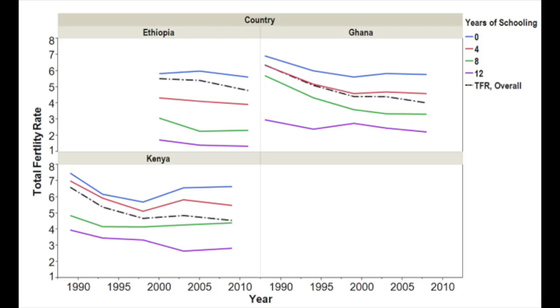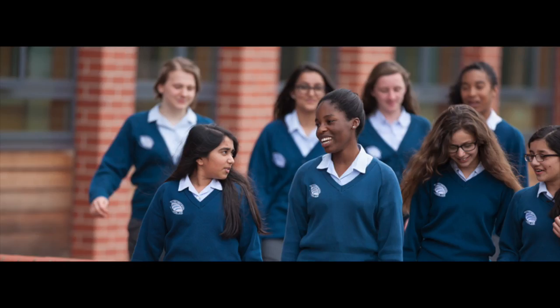Three African countries, Ethiopia, Ghana, and Kenya, show that fertility rate is directly related to how many years of school a woman completes. This may simply be because childbearing is delayed if a girl is in school longer, even more so if she seeks a career after completing her education. The opportunity cost of bearing a child is much greater for an educated woman.